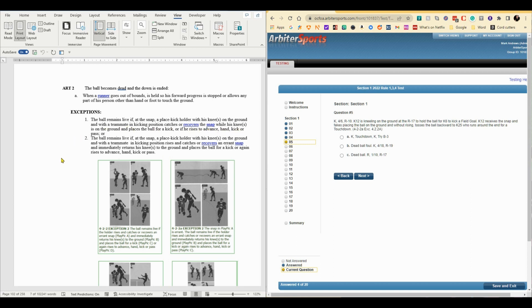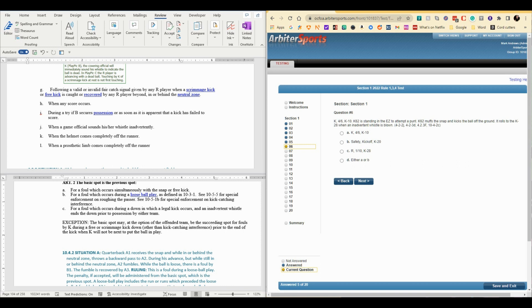So, he met almost all of those, but he did not rise. And therefore, as soon as he let go of that ball, the play was dead. He was down. So, we have a dead ball. R is going to have it 1st and 10 at the R17.